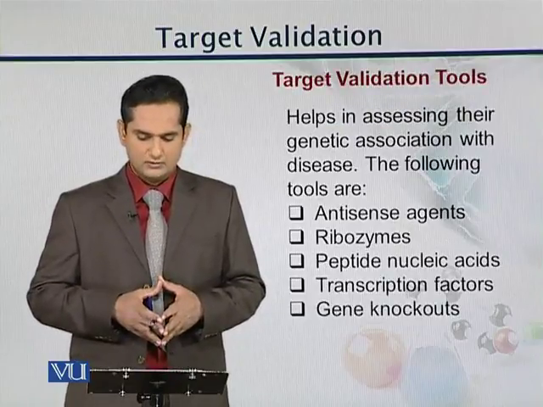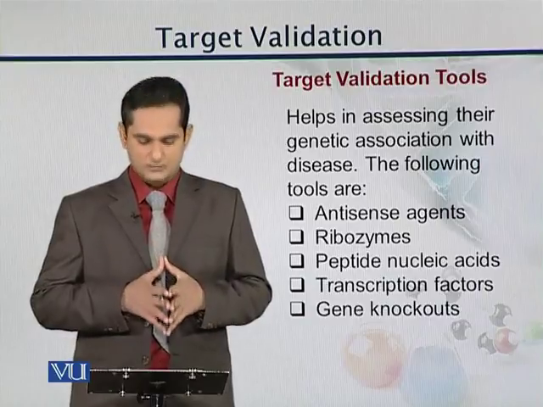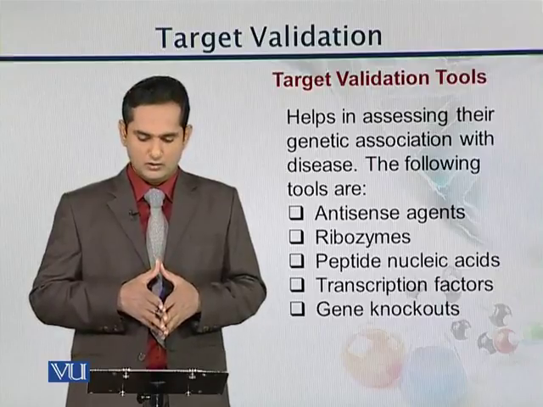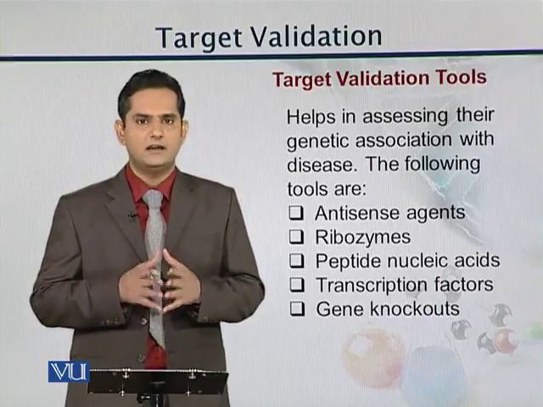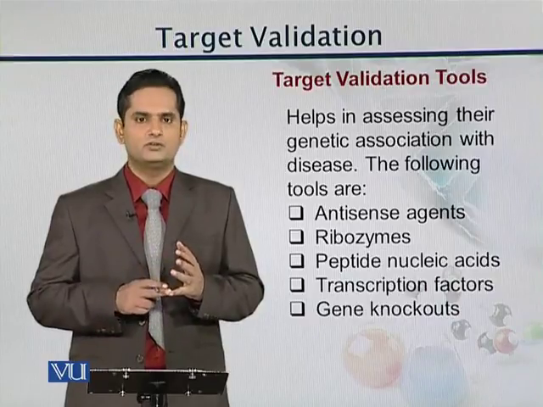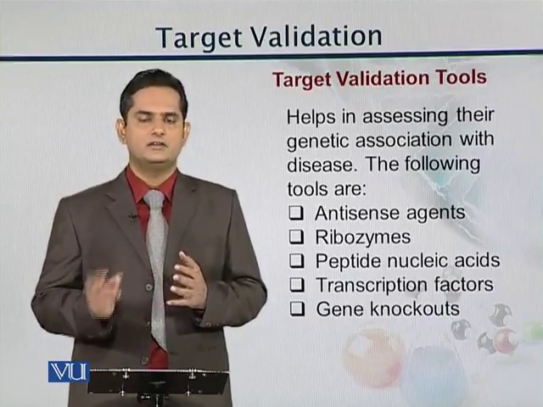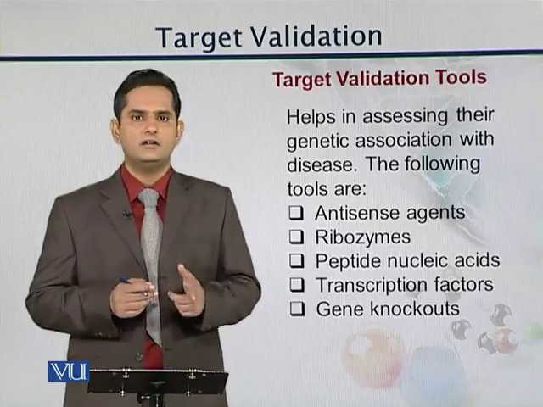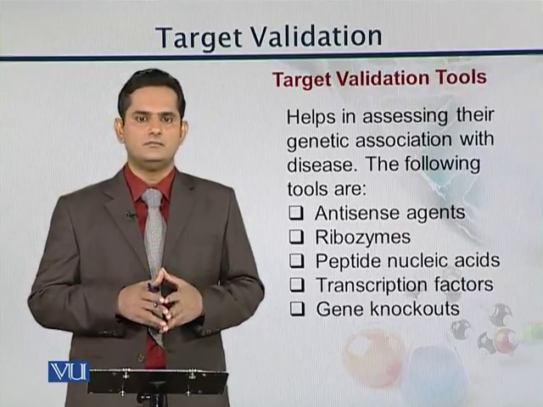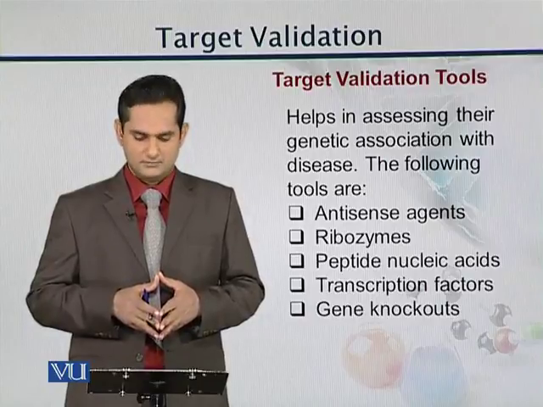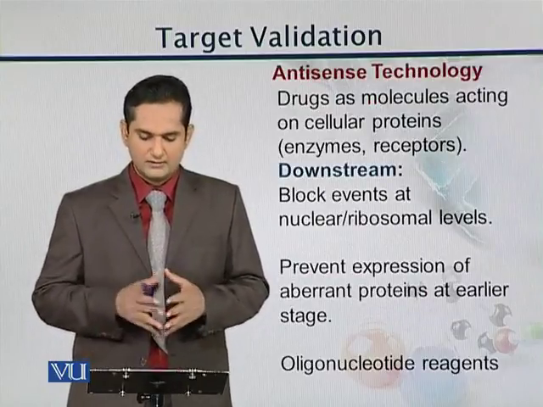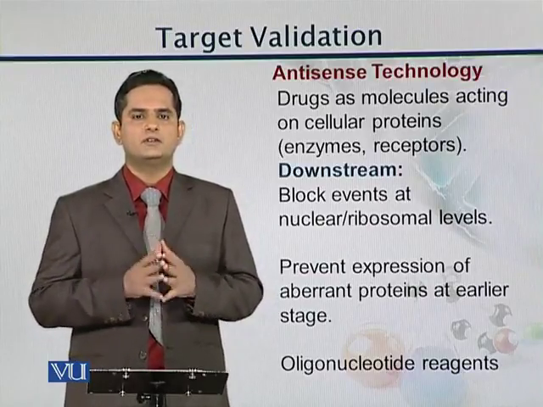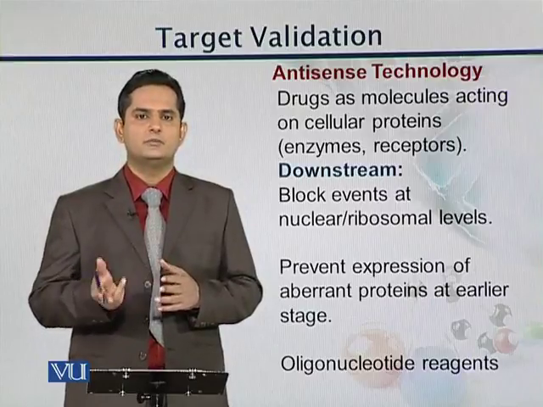Now, target validation tools. There are different target validation tools available, out of which we have discussed five in this slide. They help us in assessing the genetic association of our drugs with the disease. So what is the relationship or association between our targeted drug and the disease? Different tools include antisense agents. What is antisense technology? It is the opposite of sense technology. For example, if we have some nucleotide sequence, we just reverse it, so it becomes antisense.